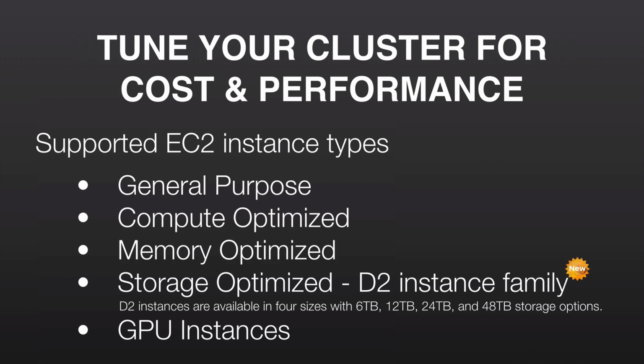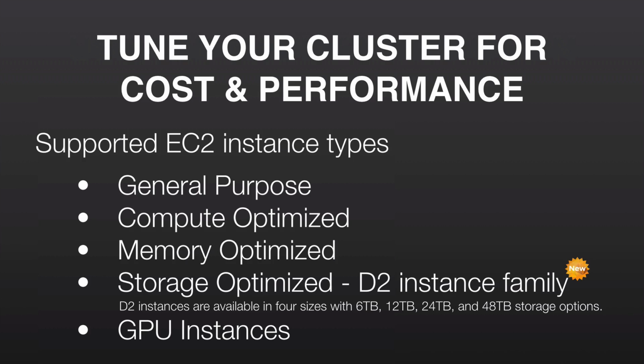And then there is tuning. A couple of different tuning options are available to you. Firstly, there are a variety of different EC2 instance types that are supported by EMR. You can have general purpose instances which have balanced CPU and memory. You can go for compute optimized or memory optimized, which have proportionally more CPU power or proportionally more RAM. Or you can go for storage optimized with the D2 instance family, which is new and provides four instance sizes with 6, 12, 24 and 48 terabytes of local storage. So these are dense storage instances for very large data storage use cases.